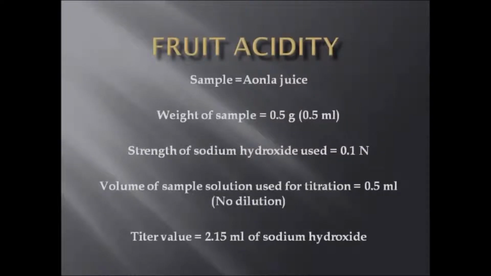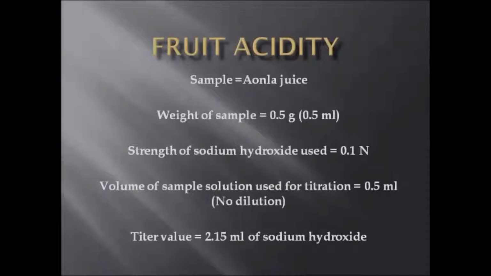Fruit acidity. How to calculate fruit acidity? Here we have taken amla juice. The sample is amla juice. We have taken 0.5 grams, that means 0.5 ml of amla juice, pure juice.